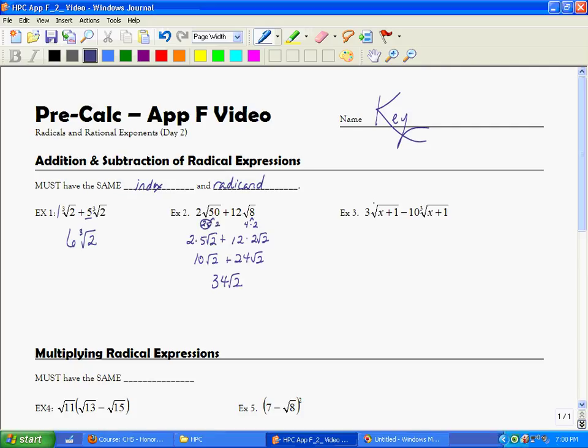Next one, these don't have the same index. This is a square root, this is a cube root, so this is not possible.